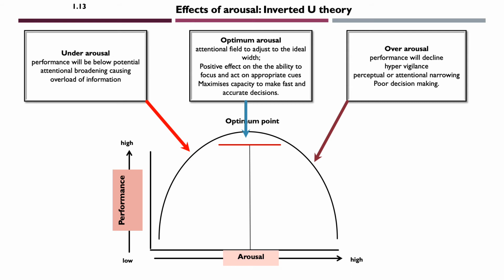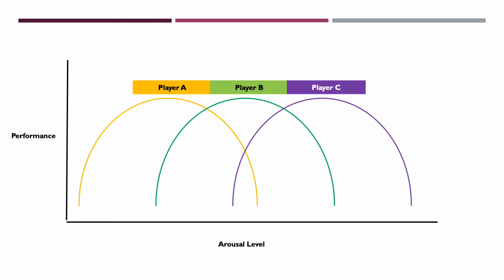The difficulty, of course, is all the players are different. So player A, here on the left-hand side, could be your shy and nervous player who perhaps overthinks the game sometimes. They're wizards in training, and every time in training where the atmosphere is very relaxed, they tend to perform at their best. But come match day, when the pressure's on and the arousal level increases, they go beyond their optimum level.